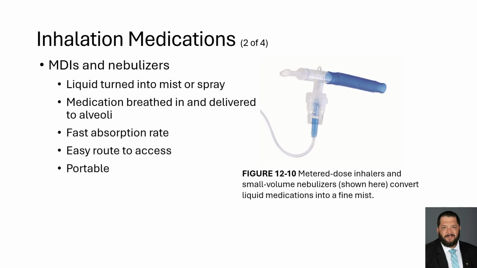Other types of inhaled medications that you may encounter or use: you may have MDIs, or metered dose inhalers, and nebulizers. The function of a nebulizer is to turn liquid into a mist or spray from the metered dose inhaler that can be inhaled and delivered into the functional portion of the lungs, specifically the alveoli. This has a fast absorption rate, and it's an easy route to access, and the medication delivery method is portable, particularly with the metered dose inhaler.